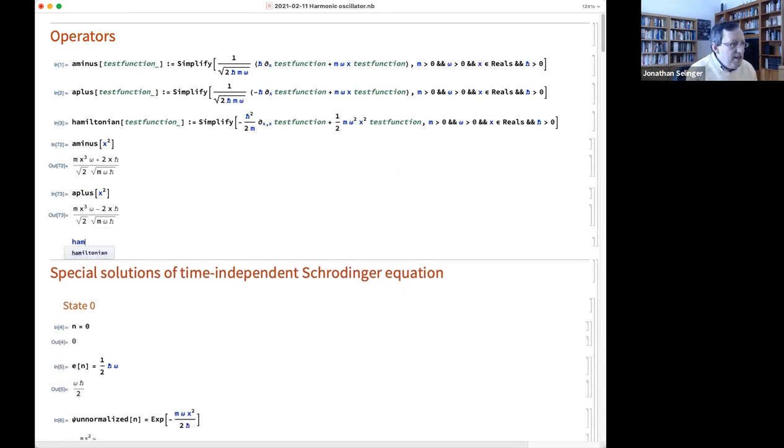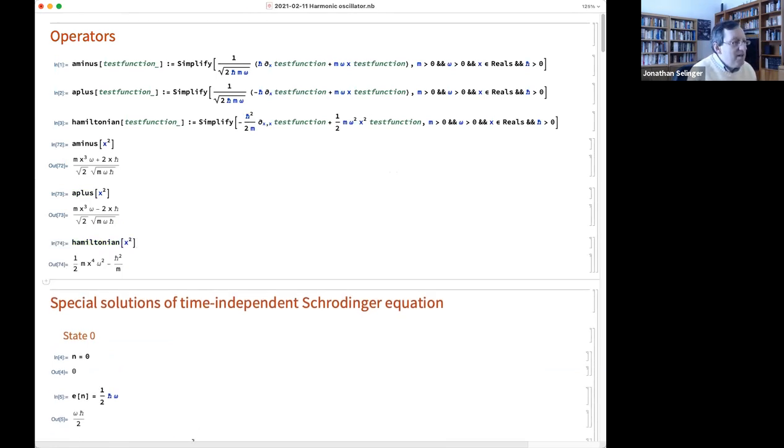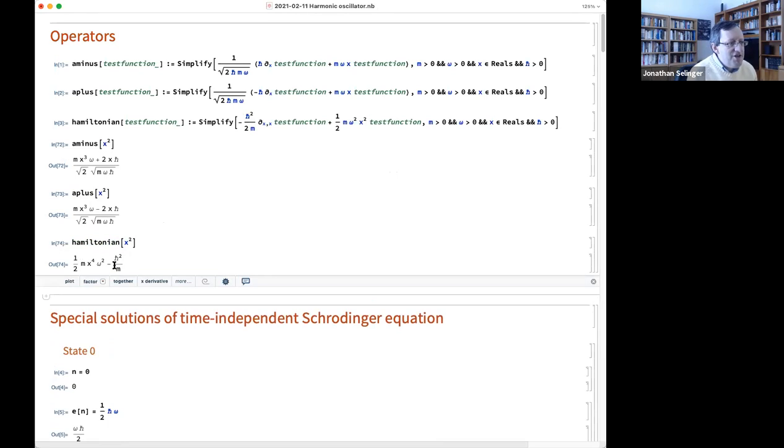Or the Hamiltonian acting on x squared produces this thing. Now, you can see that the Hamiltonian acting on x squared does not produce something times x squared. So that shows that x squared is not a solution to the time-independent Schrodinger equation. We can't just guess a solution that easily.